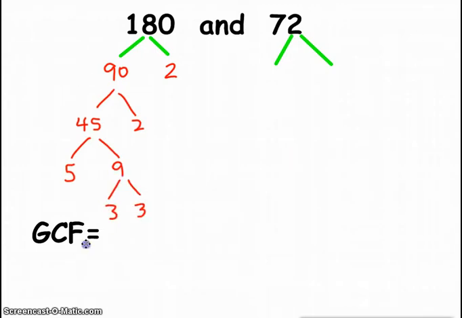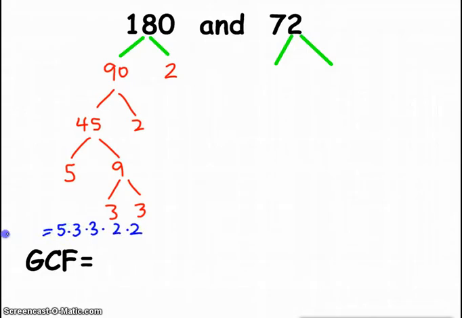So all the prime numbers here, if I were to break down 180, it would be 5 times 3 times 3 times 2 times 2. That is going to be equal to 180. All right, I want you to try the same thing with 72 right now.